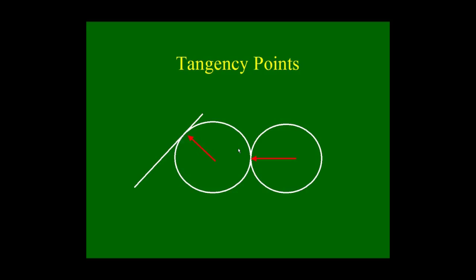Tangency points are different than intersecting points, and they always involve at least one curve or an arc, and either a line or another curve. What makes them different is if a line goes through an arc and would pass through it in two places, then that would be an intersecting point. But tangency points are created when a line just skips off the side of an arc so that it only contacts the arc at one point.